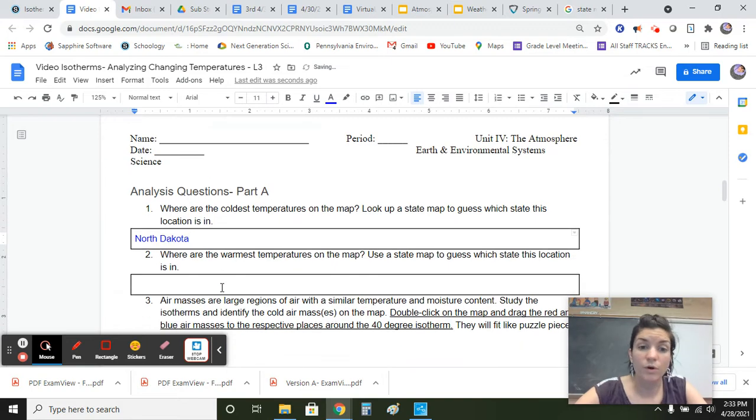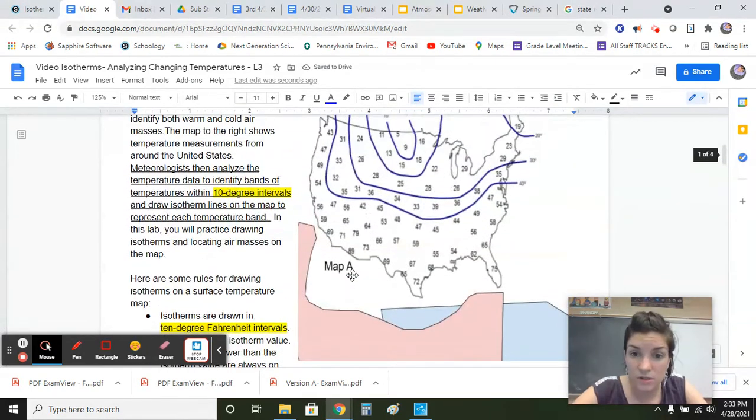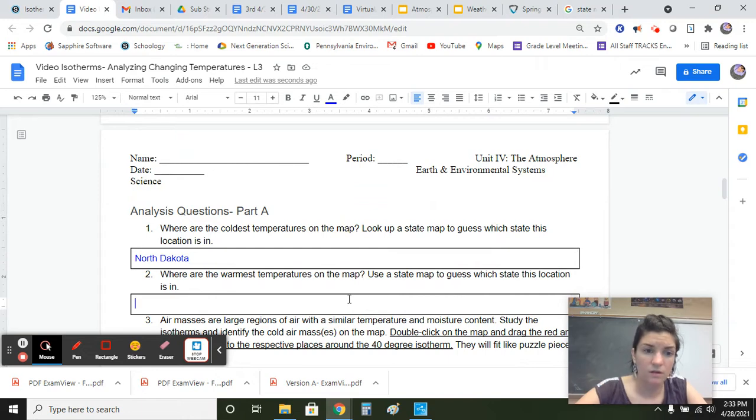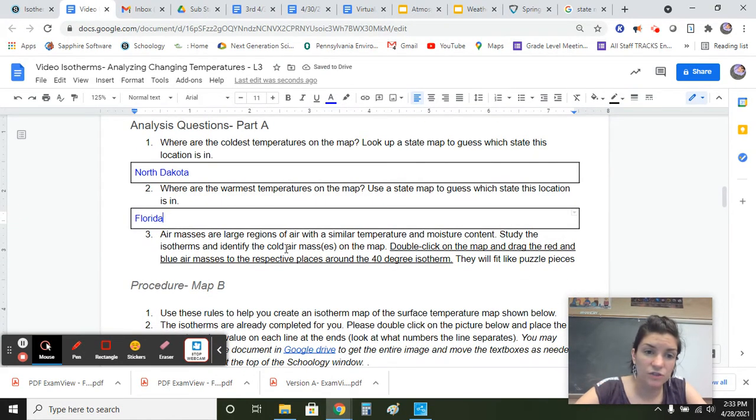Where are the warmest temperatures on the map? So obviously that's going to be down here. So Florida and Texas. Florida is warmer than Texas. So Florida.